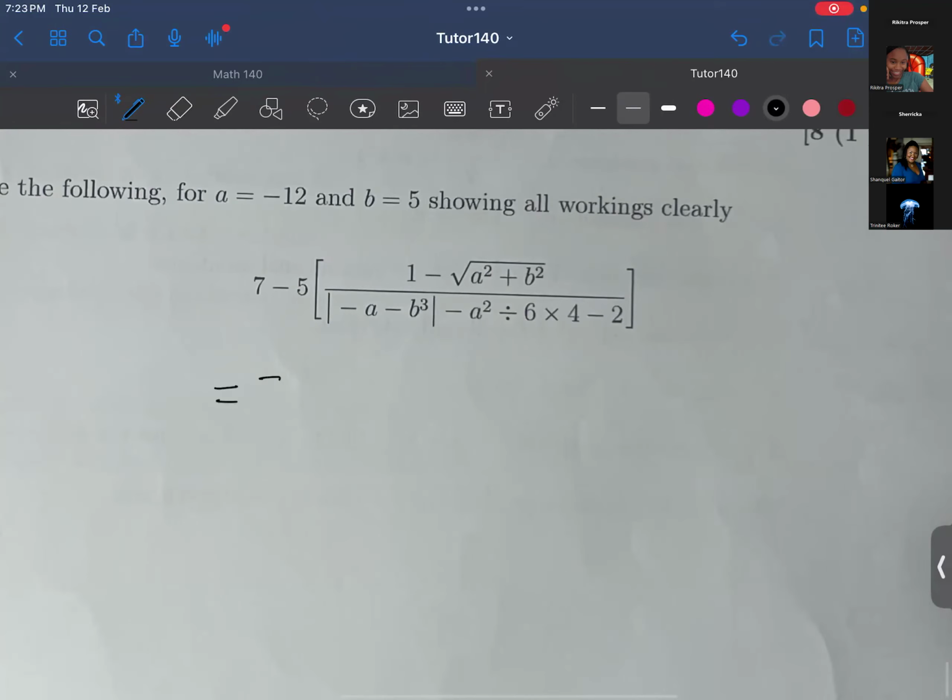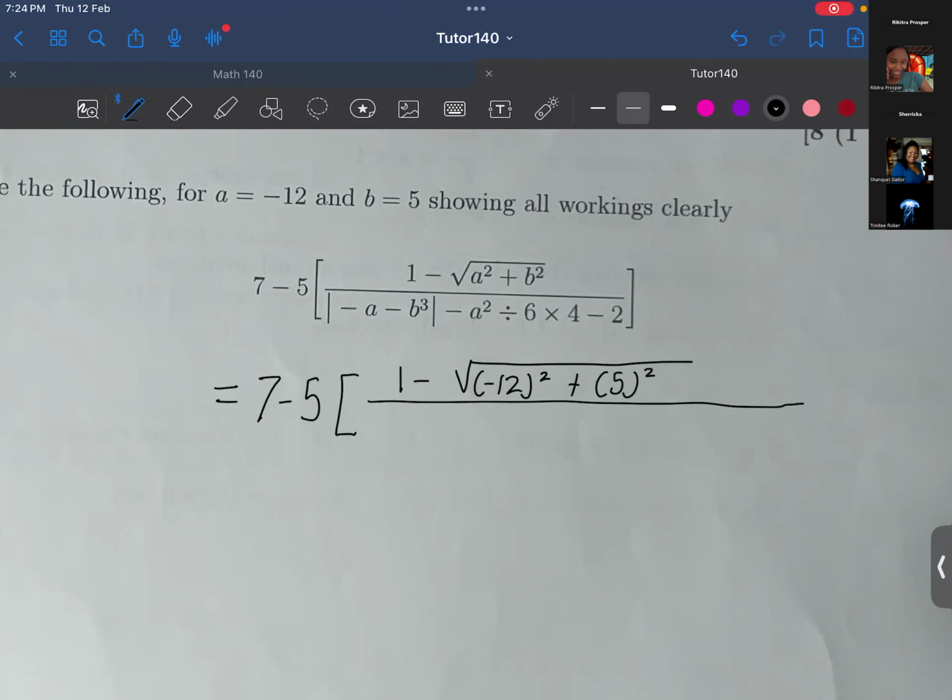So we have equals 7 minus 5, 1 minus the square root of -12 squared plus 5 squared, divided by the absolute value of negative. You see a negative was already there. So we're going to open bracket -12. A negative was already there. So we're going to put our -12 in brackets. Minus b, which is 5 cubed.